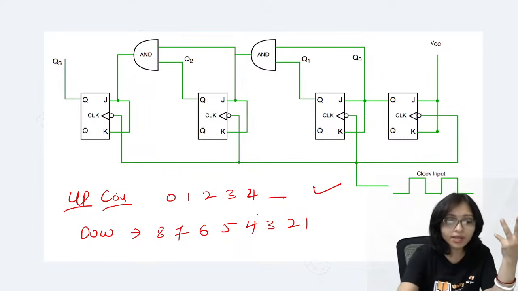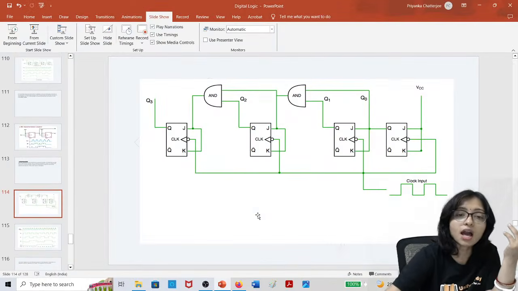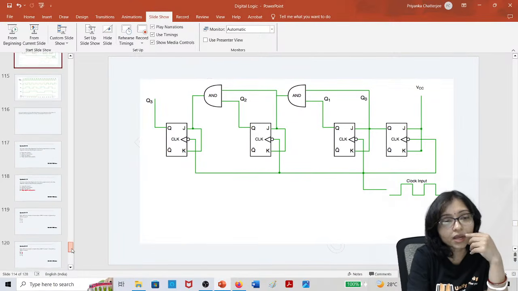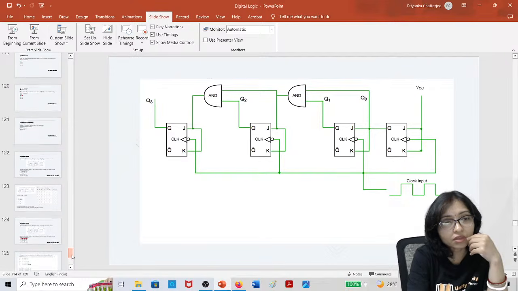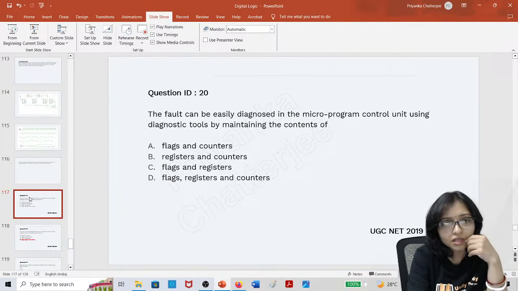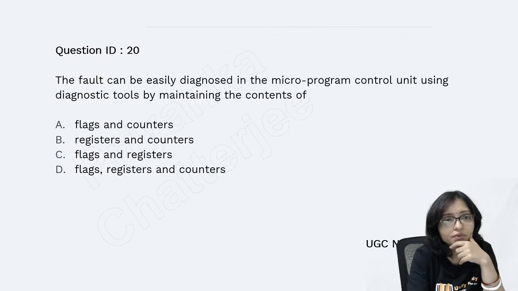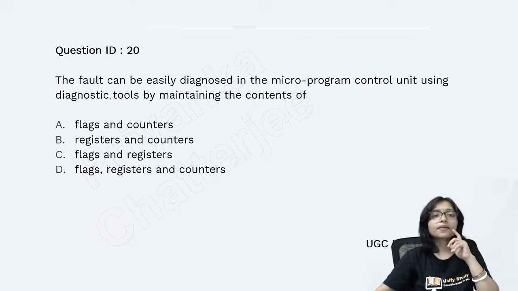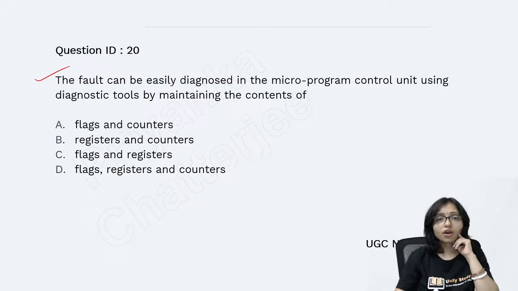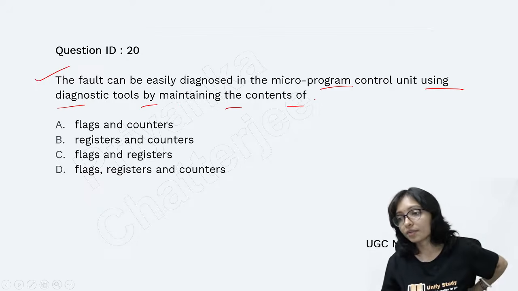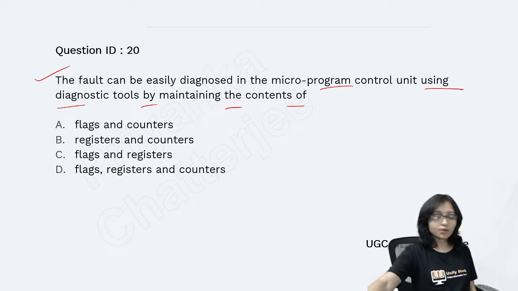Okay. Now I will show you first one question on how to design the counter, then I will ask you one question so that you can understand. But before that, here are some theoretical questions. Do it, then I am going for the designing of counter. Quickly do that. Here is a theory question: a fault can easily be diagnosed by the microprogram control unit using the diagnostic tool maintaining the content. What will be the answer here? Tell me quickly.